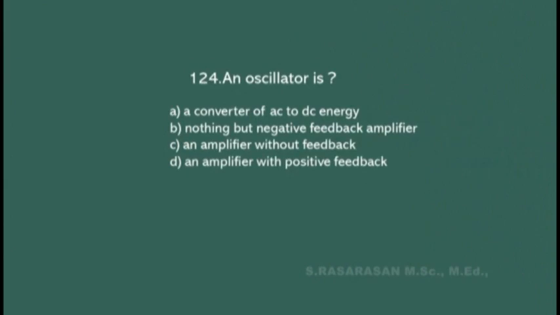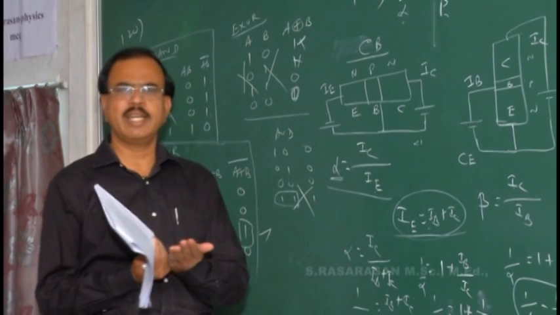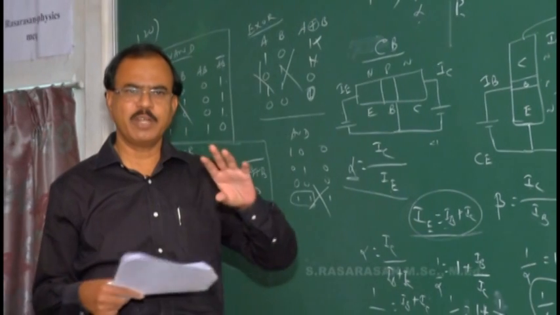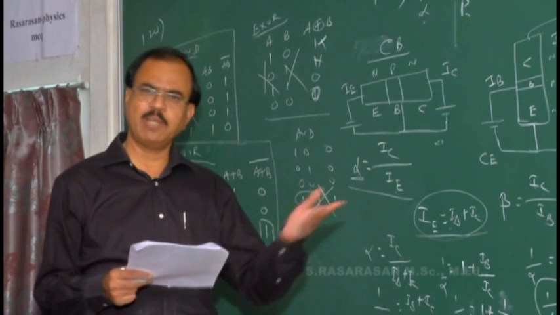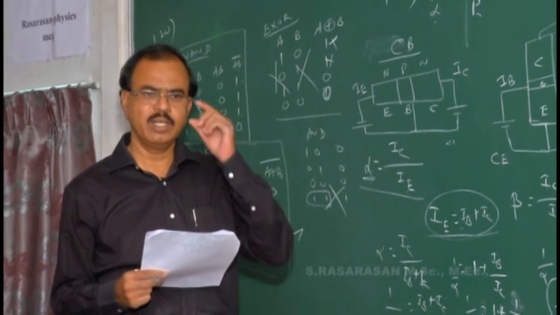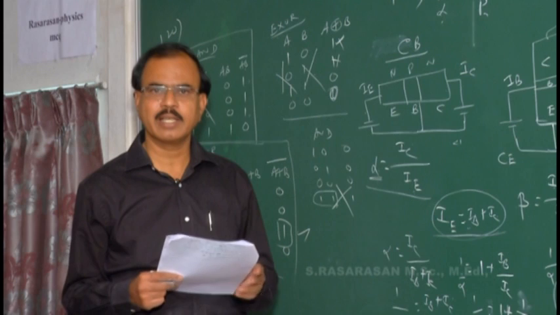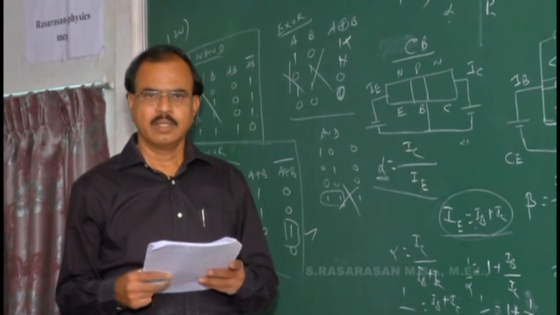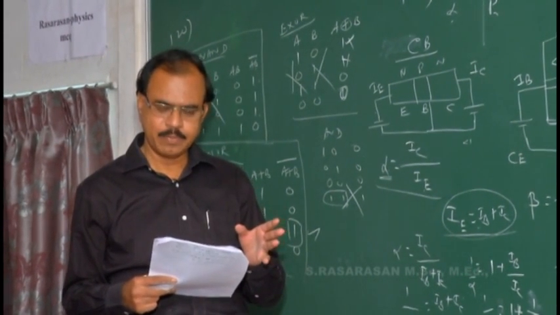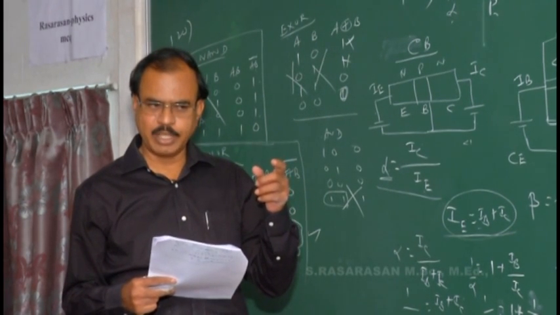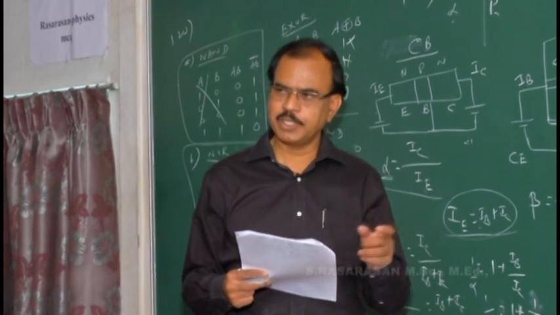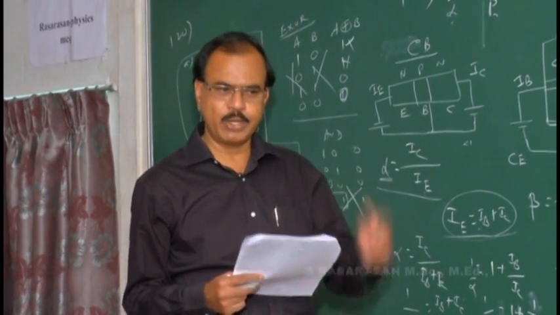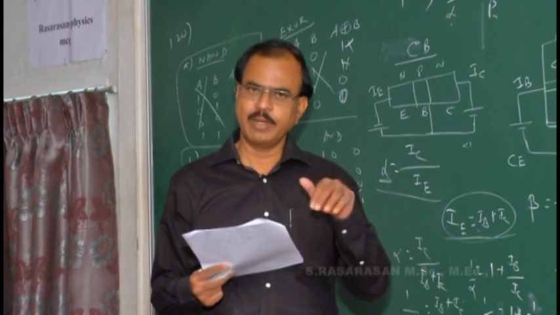124. An oscillator is dash. What is an oscillator? It is producing the oscillating potential. Oscillating potential is nothing but waves, sinusoidal waves, non-sinusoidal waves, varying potential. That is one amplifier with positive feedback. Yes, in any amplifier, to amplify the signal properly, sufficiently, we need negative feedback. To increase the bandwidth in a good amplifier, we need negative feedback. But for an oscillator, we need positive feedback.